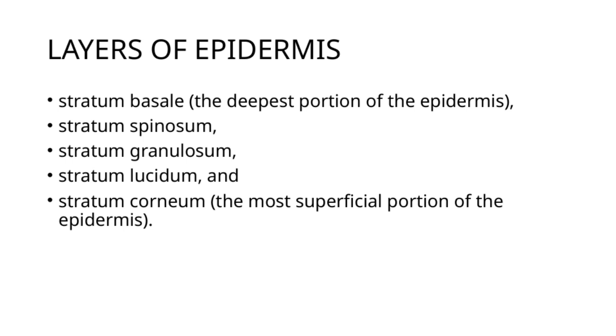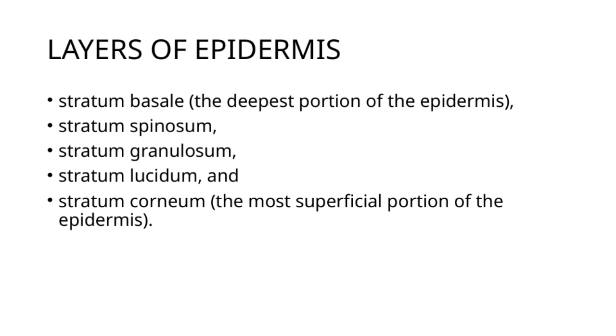Moving upward, we reach the stratum spinosum, sometimes called the prickly layer, where these new cells start to mature and become more specialized. Next is the stratum granulosum, known for its granule-filled cells that help waterproof and protect the skin. Above that, we find the stratum lucidum, which is a thin, clear layer present only in thick skin like the palms and soles. Finally, at the very surface, we have the stratum corneum, the most superficial layer.